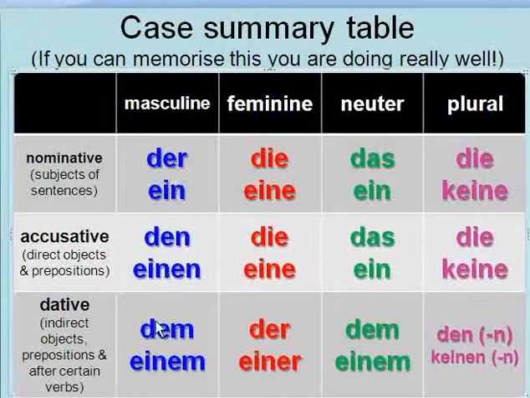Masculine goes from der to dem. Ein goes to einem. For feminine nouns, die goes to der. Eine goes to einer. For neuter nouns, das goes to dem. Ein goes to einem. And for plurals, die goes to den, and you have to add an N to the noun, and keine goes to keinen, and again you have to add an N to the noun. Okay, so just make sure you're aware of that.